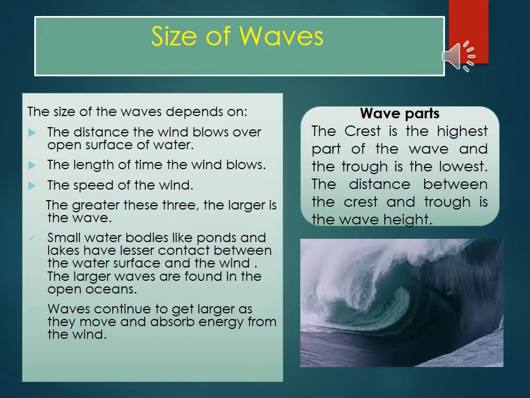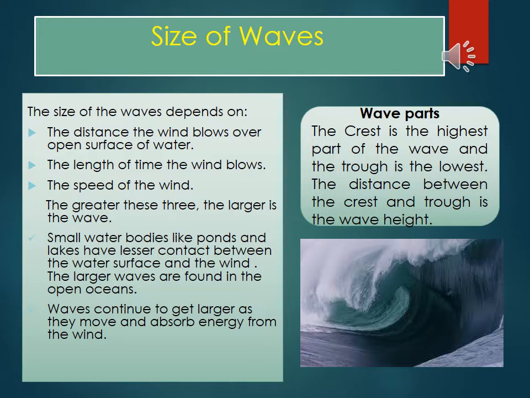Small water bodies like ponds and lakes have lesser contact between the water surface and the wind, and therefore the waves may just look like ripples. The larger waves are found in the open ocean.